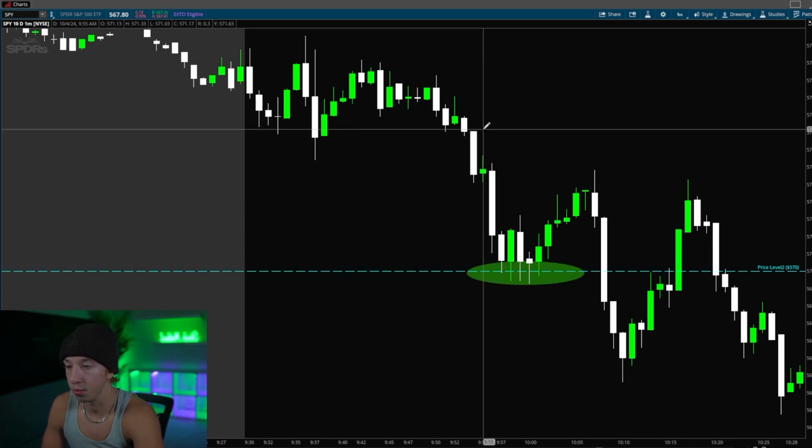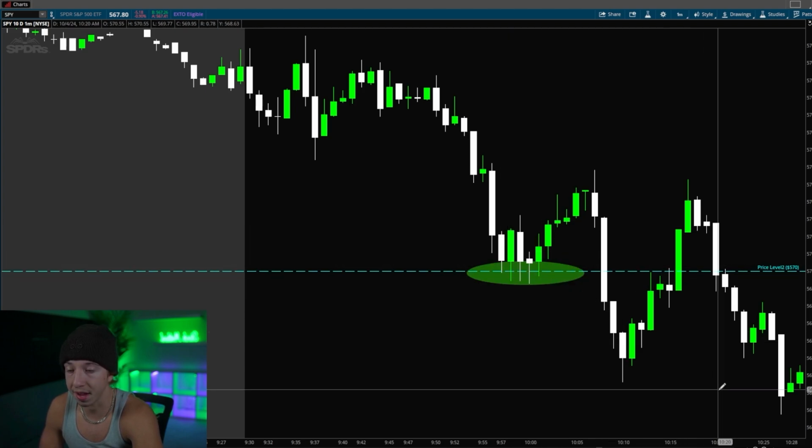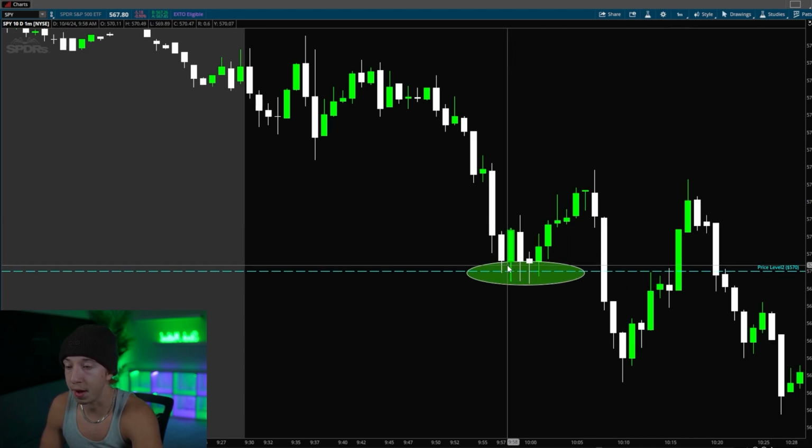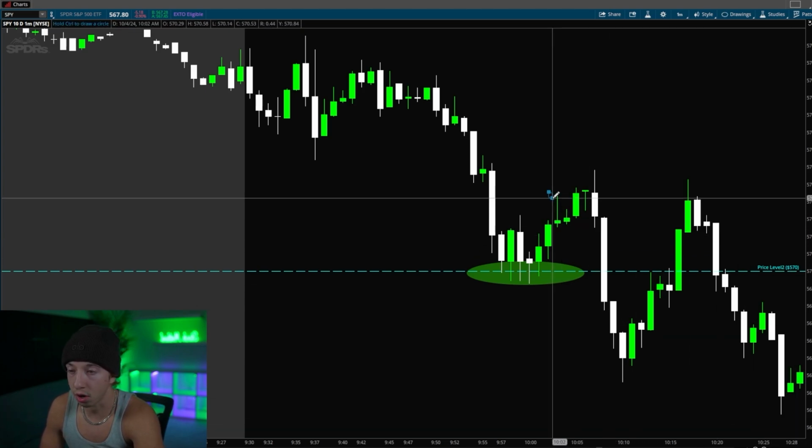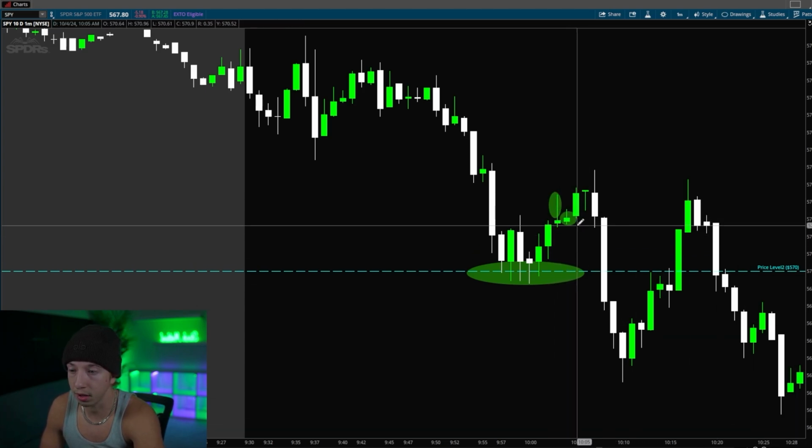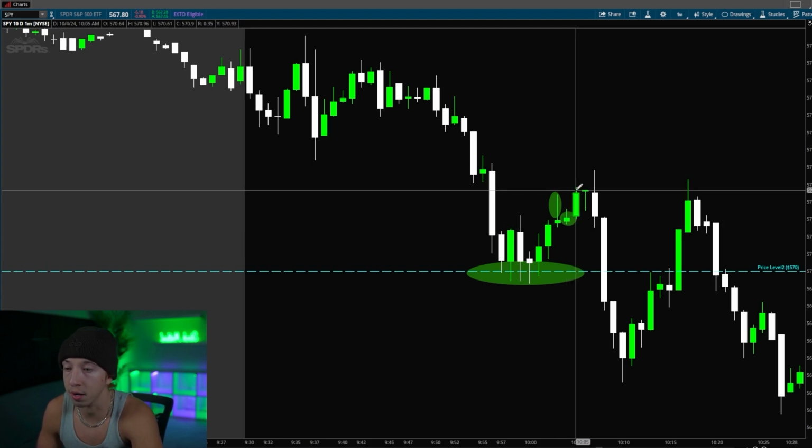Intraday level. We had this nice move. We're starting to hold up at that 570. We wait for that bounce. We started to bounce off a little bit. We're starting to see sellers coming in a little bit, and then buyers brought it back up. Then we went red to green.